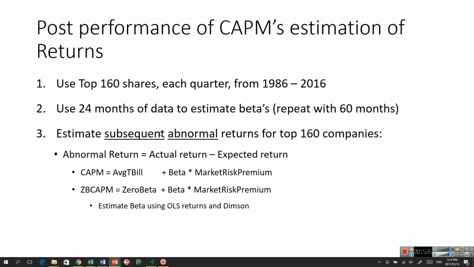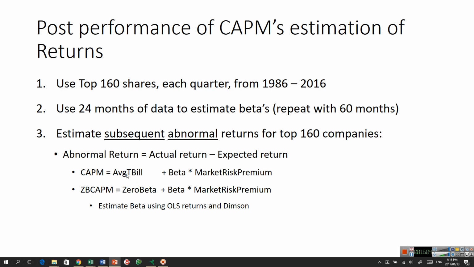We're then going to look at the subsequent abnormal returns. So for the next 24 months, we're going to see how the expected return, which we're going to calculate using the normal CAPM, compares. We're going to look at the average T-bill rate plus the beta times the market risk premium to get our expected return. That's this portion here. Then we're going to construct the abnormal return by deducting that from the actual return in that same period. We're also going to repeat this using a zero beta CAPM.